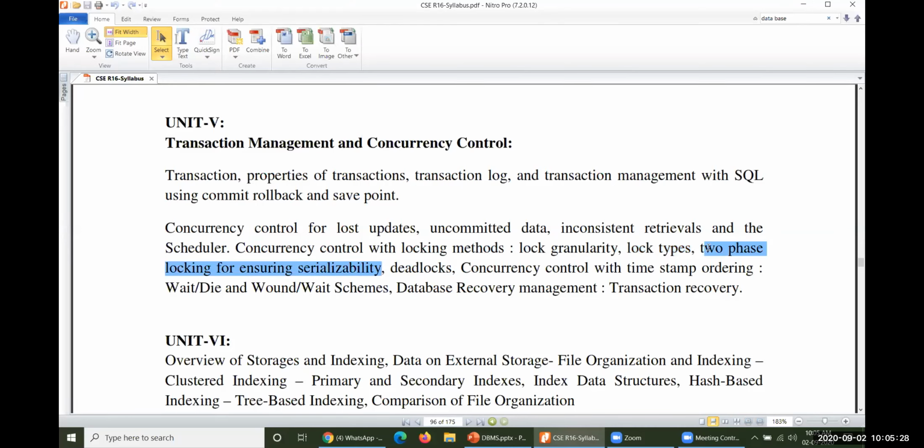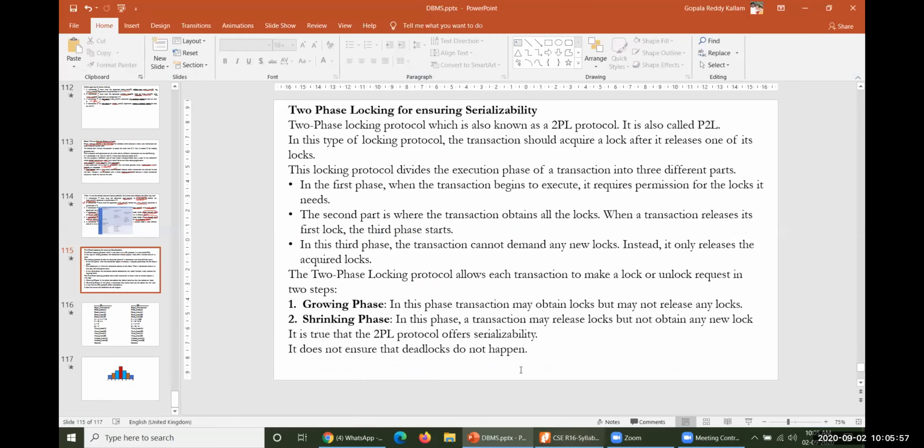So, up to this moment, the two-phase locking protocol for ensuring serializability. Before going to serializability, what exactly two-phase locking is, how it is evaluated, and how it could be ensured for serializability. These are the points we have to consider here. Let us begin without wasting any time and consider our class today.